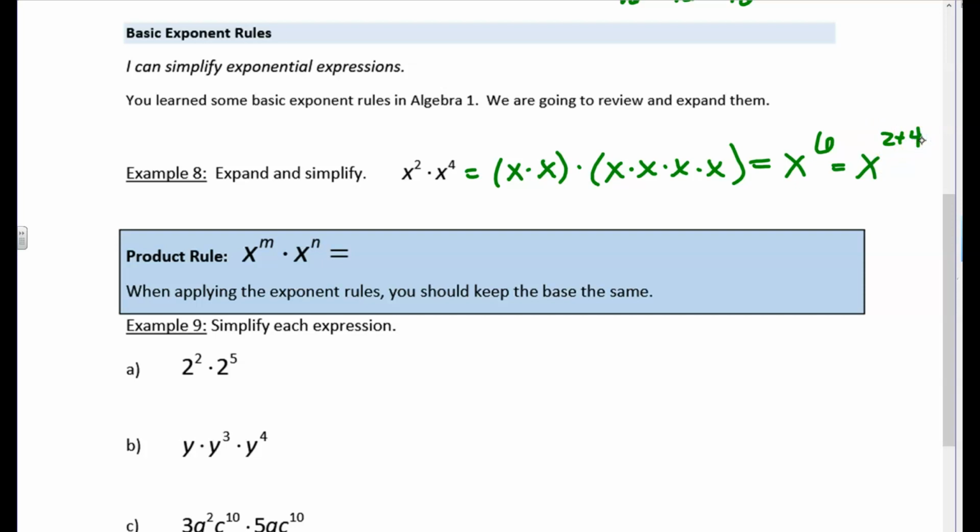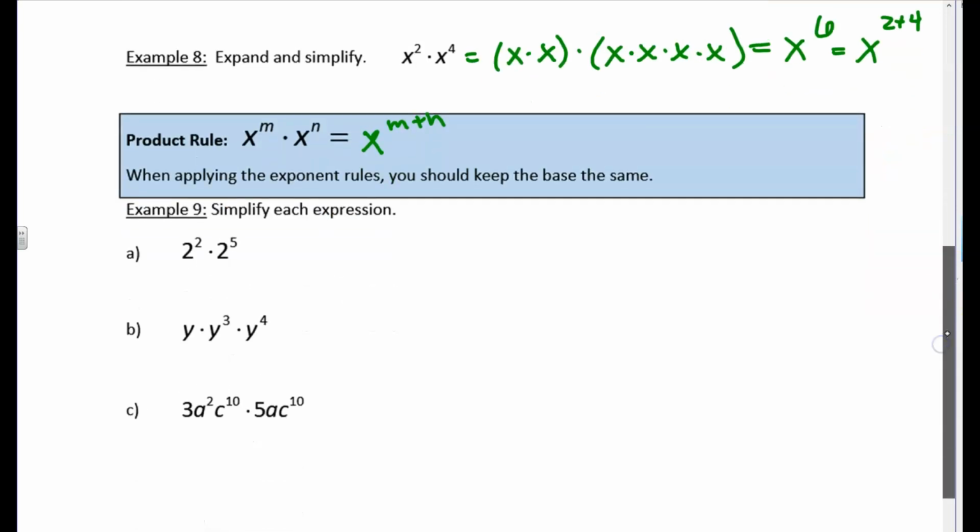So if I have x to the m times x to the n, that equals x to the m plus n. So let's take a look at some examples here. 2 squared times 2 to the 5th becomes 2 to the 2 plus 5, which is 2 to the 7th. Here, y times y cubed times y to the 4th, well, there's a hidden 1 right here on that y. When I add all those together, 1 plus 3 plus 4 gets me y to the 8th.